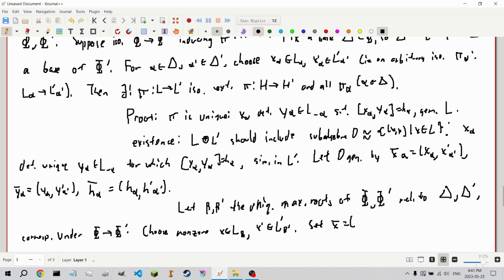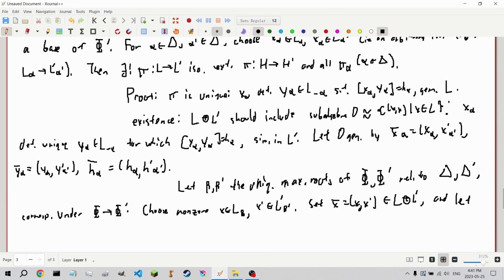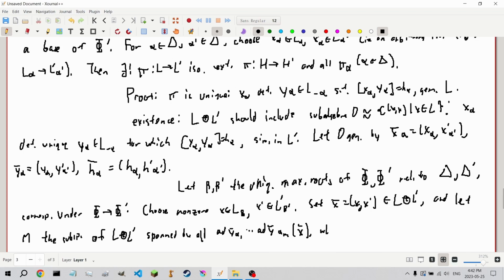We set x bar to be the pair x, x prime inside of L plus L prime. And let M be the subspace of this L plus L prime spanned by all of the adjoints of y bar alpha 1 composed through to adjoint of y bar alpha m on x bar, where alpha is some element of the root system.